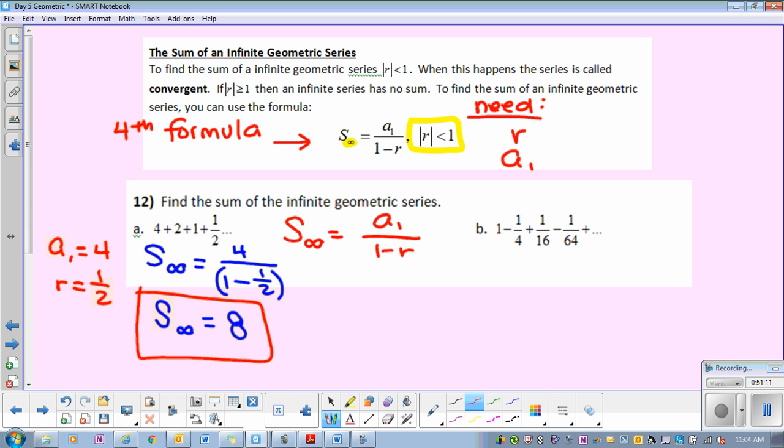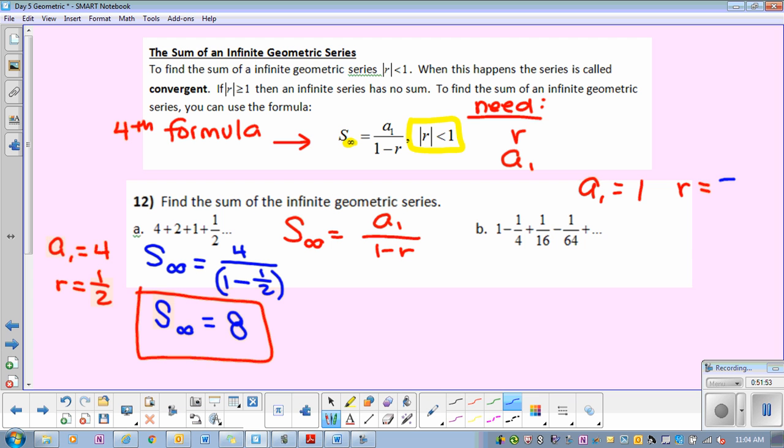B. A sub 1 equals what? What's the first number in this list? 1. Okay, this R is a little bit weird. It goes from 1 to negative 1/4 to positive to a negative. That tells me that it has to be multiplying what kind of number each time? If it goes from positive to negative to positive, my R is going to be what kind of number? Positive or negative? Negative.